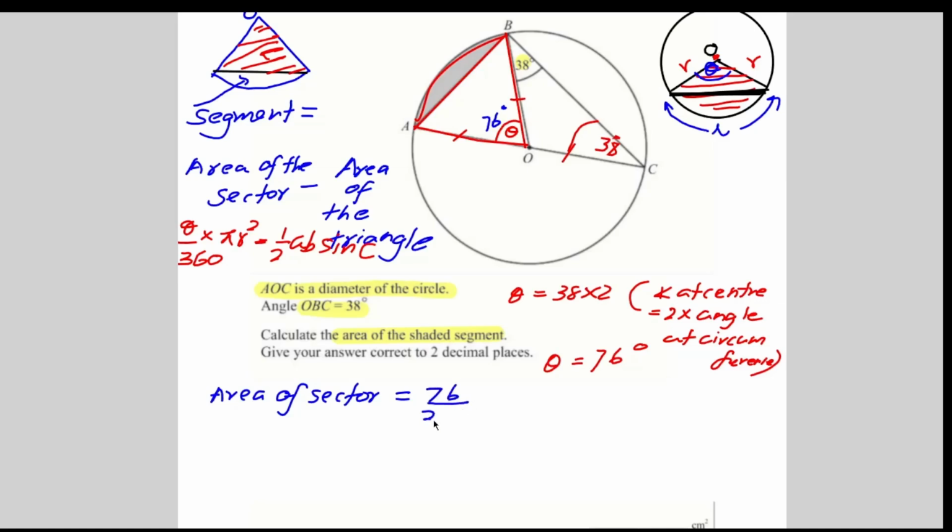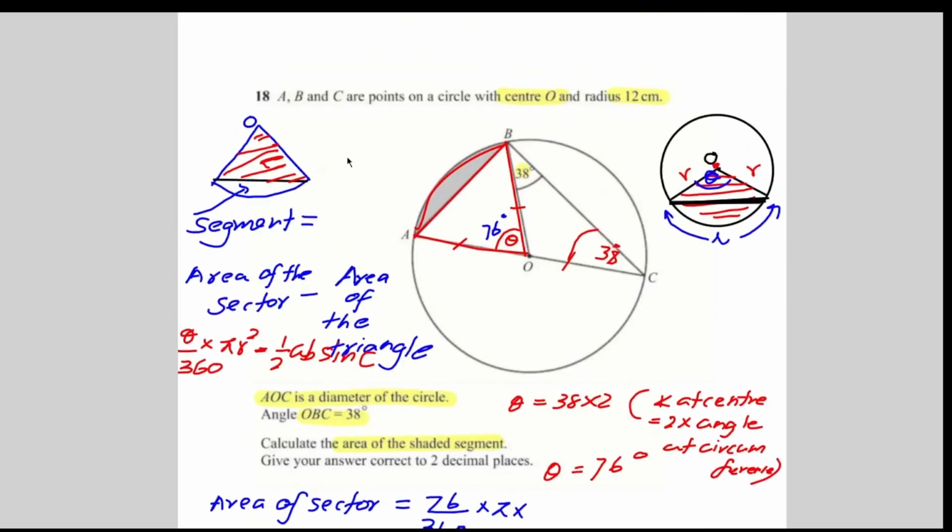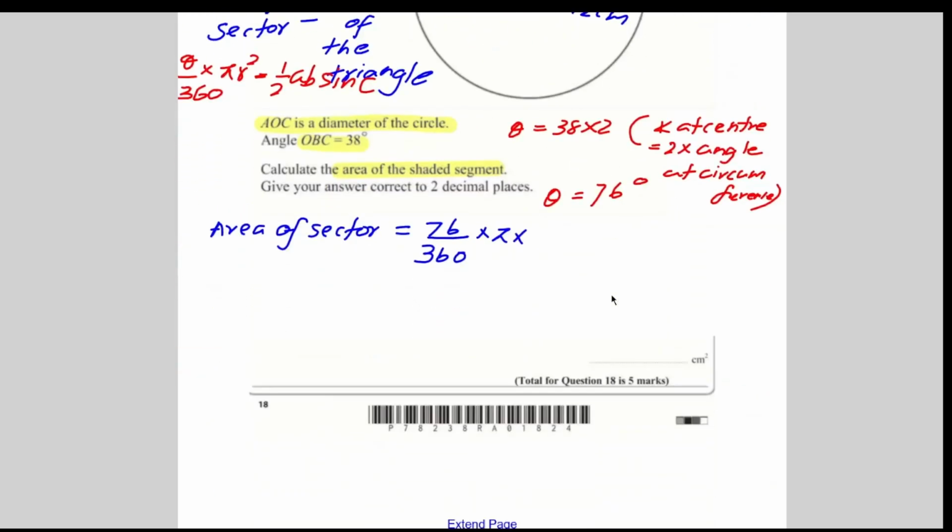76 over 360 into pi into r. Now, is r given in this question? R is not given. Is r given? Here 12 centimeters is given. A, B, C are points on a circle with center O and radius 12. Yes, r is given. This is 12 centimeters. So we have radius which is 12. So 12 squared.